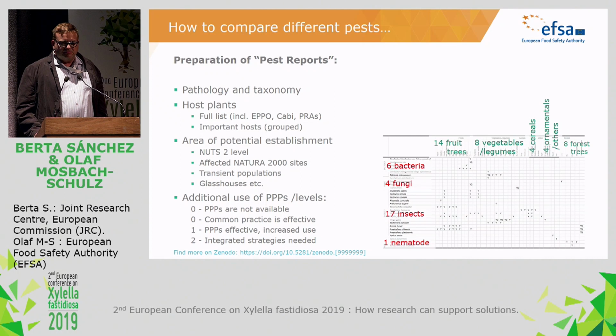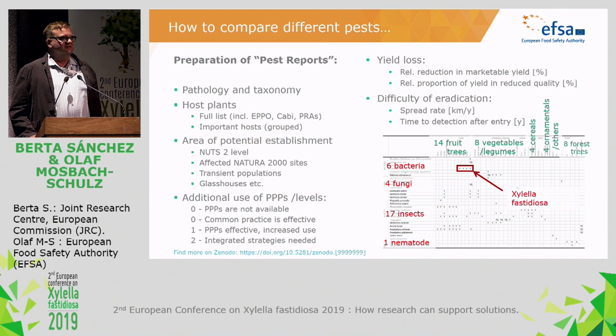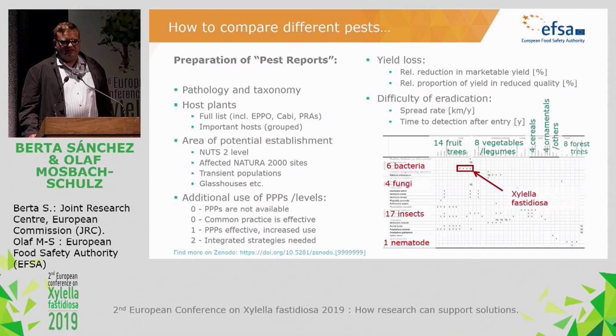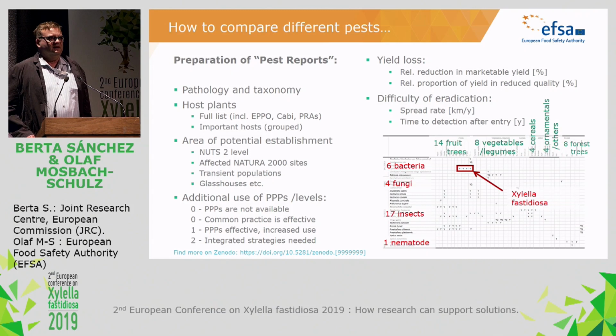So coming back to the table, here you see the cells we have to fill for Xylella, so one bacterium, mainly on fruit trees. We were looking for quantitative values to put into the economic analysis. We were looking at yield and quality loss, and at difficulty of eradication. And that means the spread rate and the time to detection after entry. And you can imagine when you have to fill this whole table with 28 pests and these different crop categories, that it's quite a challenging task to do.